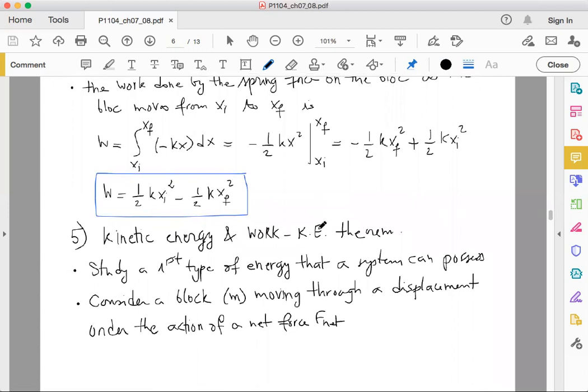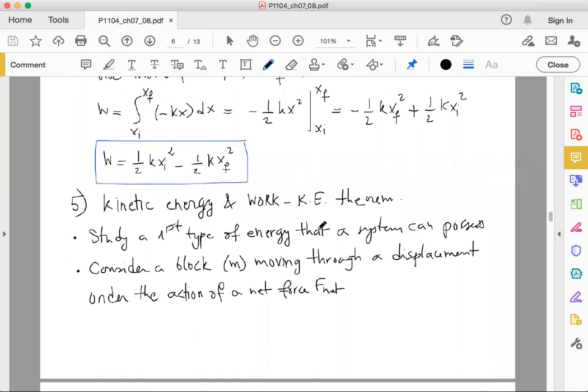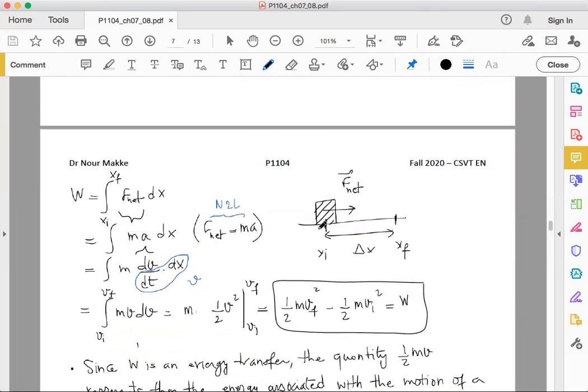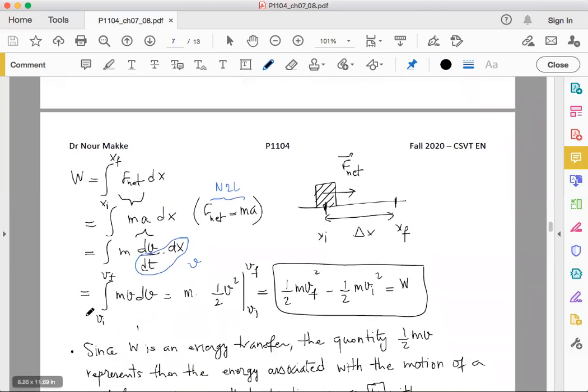Finally, the most important theorem also to memorize is the work-kinetic energy theorem. Here we have derived this theorem, and we have seen that W at the end could be written as a difference between the kinetic energy in the final and the initial state. But you are not responsible for this derivation. You just need to understand it to understand how we get the work-kinetic energy theorem.